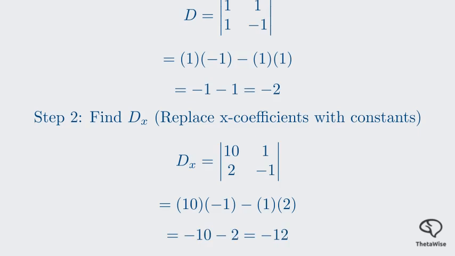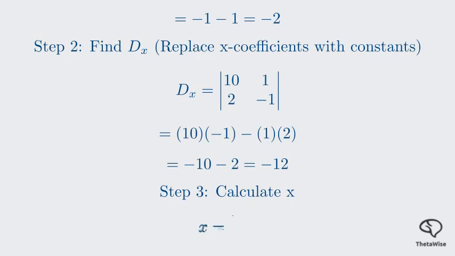Now we calculate the determinant of this matrix. 10, 1, 2, negative 1. This is 10 times negative 1 minus 1 times 2, which is negative 10 minus 2 equaling negative 12. So D sub X is negative 12. The question only asks for the value of x, so we don't strictly need to find D sub Y. We now have all the pieces to calculate x.